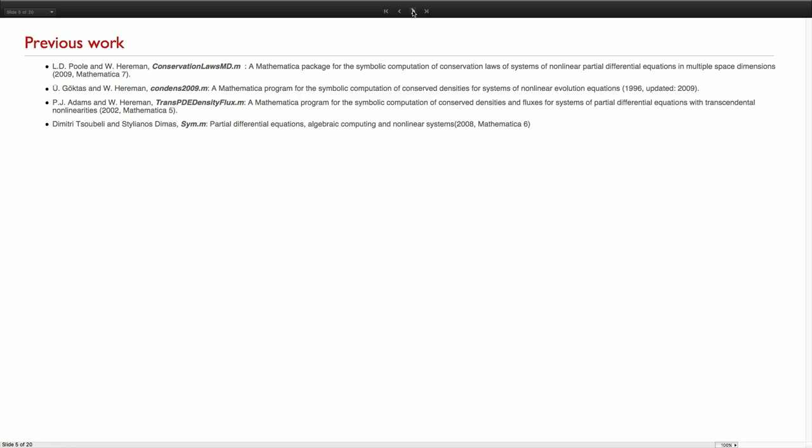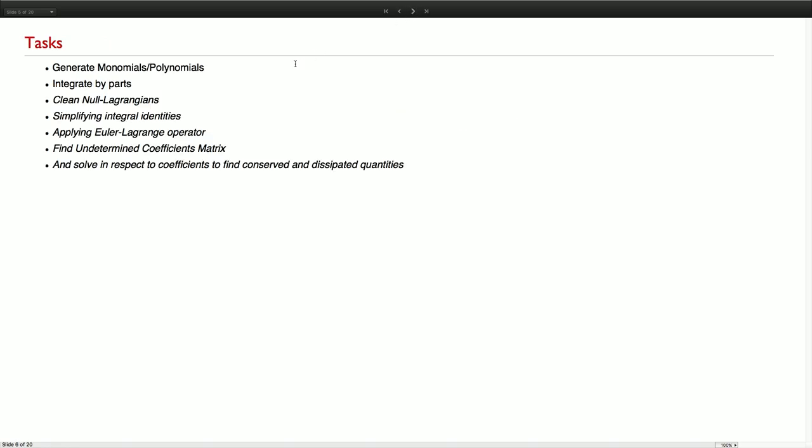We are not the only ones who are working on this. There were people who wrote some papers about finding conservation laws for specific nonlinear PDEs, and also solving some overdetermined systems. Okay, let's go.